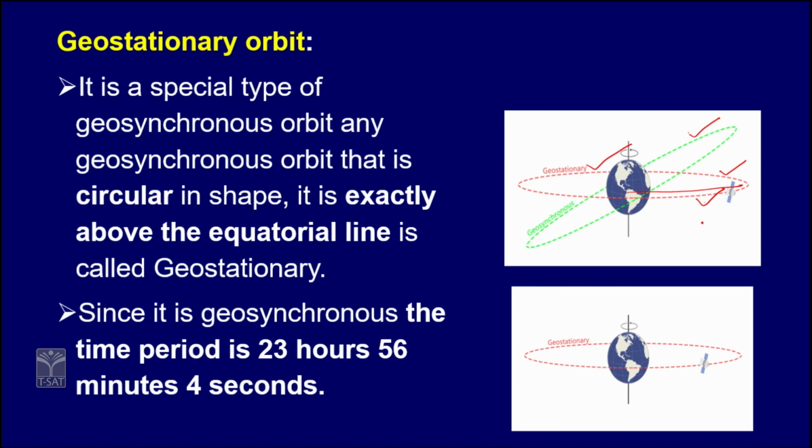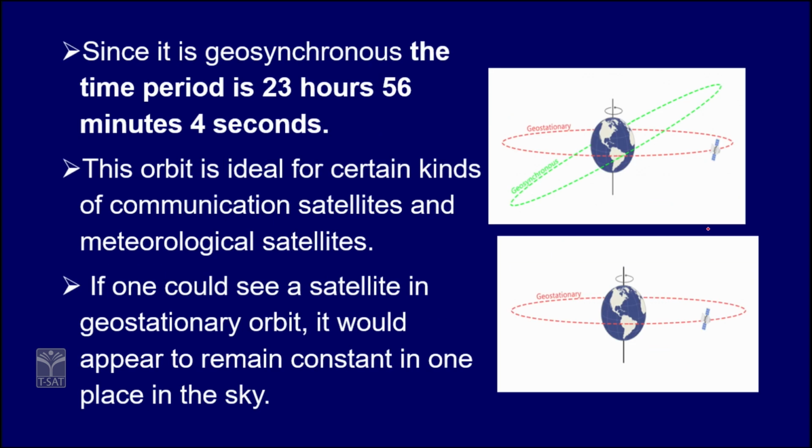In order to be a geostationary orbit, it should satisfy three conditions. One is the time period: it should be equal to the Earth's time period. Then it should be above the equatorial line, and the orbit should be circular in shape. These are the three conditions that we must remember. Since it is geosynchronous, the time period is 23 hours, 56 minutes and 4 seconds.